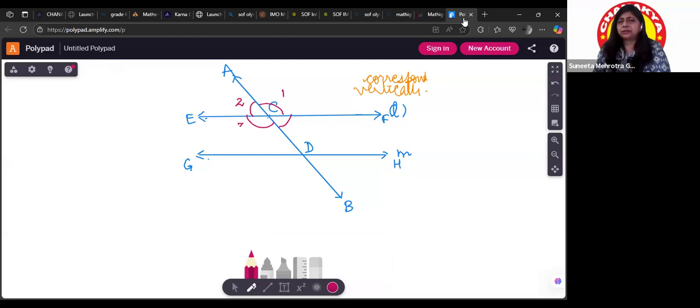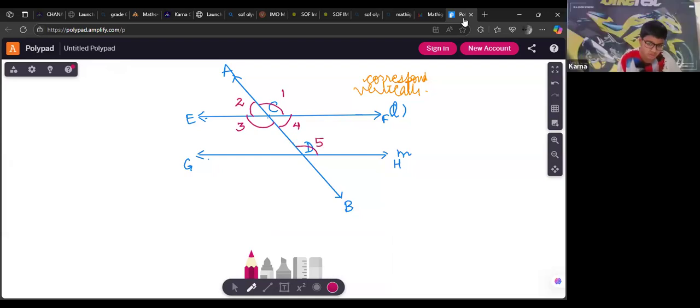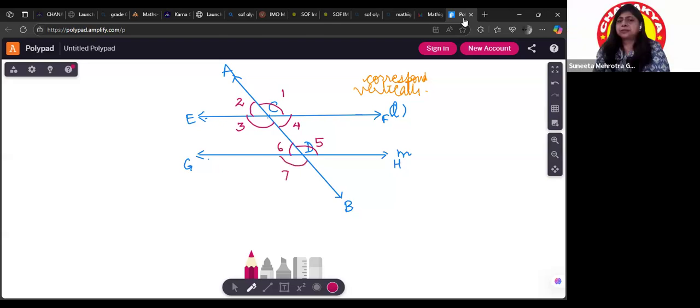This is angle 3. This is angle 4. Okay. Similarly, we can do it with the other line, that is angle 5, angle 6, angle 7, angle 8. We are giving the 9.